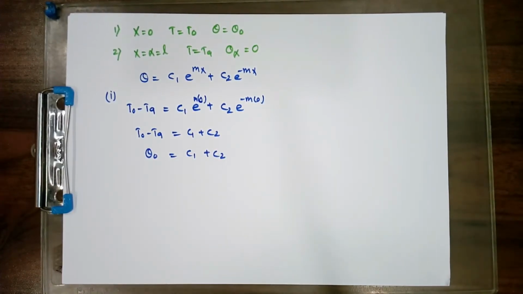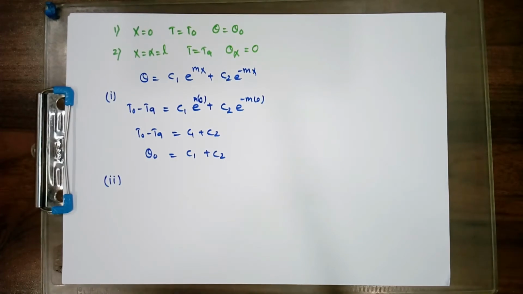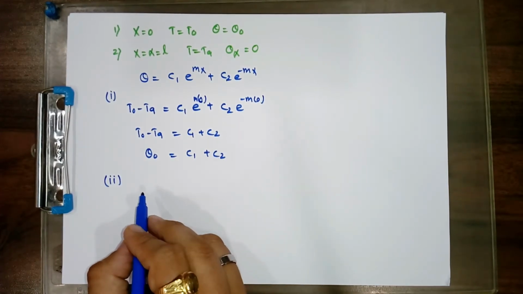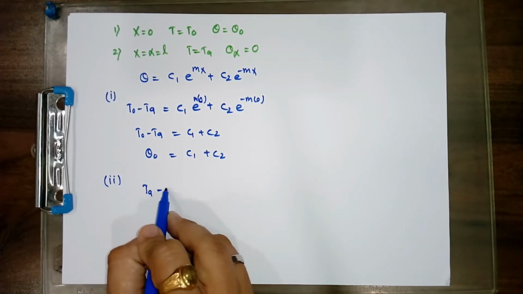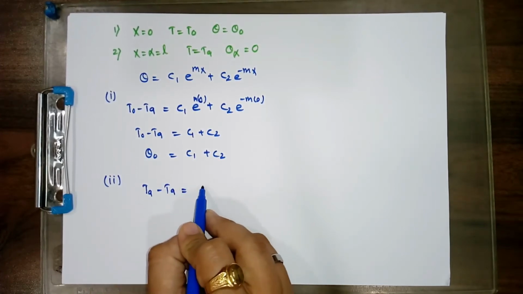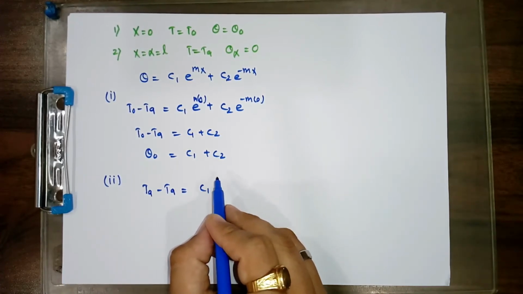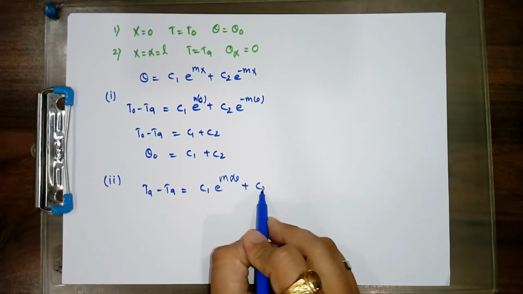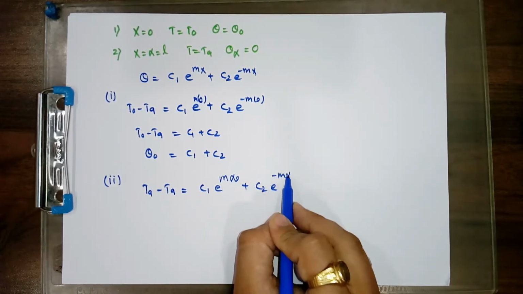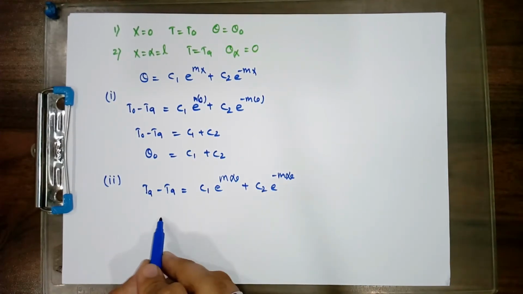Now we apply the second boundary condition, that theta becomes 0 at infinity. So we write Ta minus Ta equals C1 e to the power m infinity plus C2 e to the power minus m infinity. Now here Ta minus Ta becomes 0.